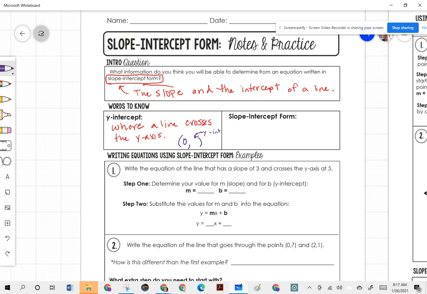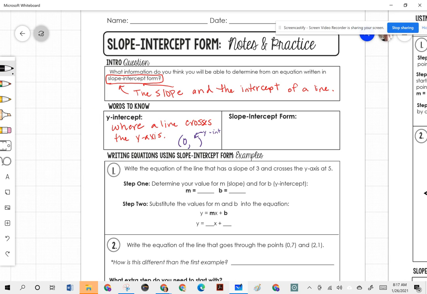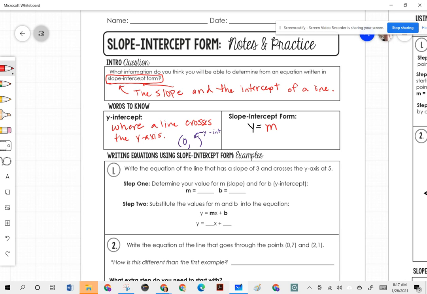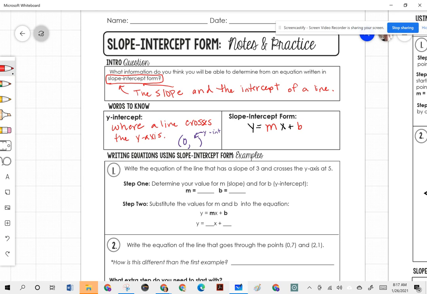Okay, so slope-intercept form is going to be y = mx + b. I'm going to try and color code this the best I can. The idea behind that is the letters in red are what are going to change. So m is equal to whatever number is represented by the slope, and b is the y-intercept.